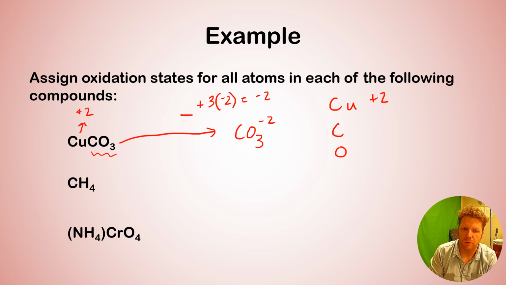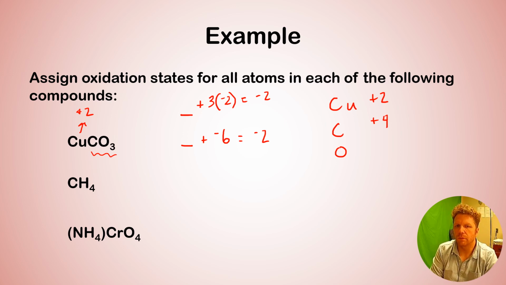So we can rewrite this. I'm going to do some erasing. And I'm going to rewrite this as blank plus -6 equals -2. So what plus -6 equals -2? Well, that would be +4. So assign the oxidation states for all atoms in the following compounds. Oxygen here is going to be -2.